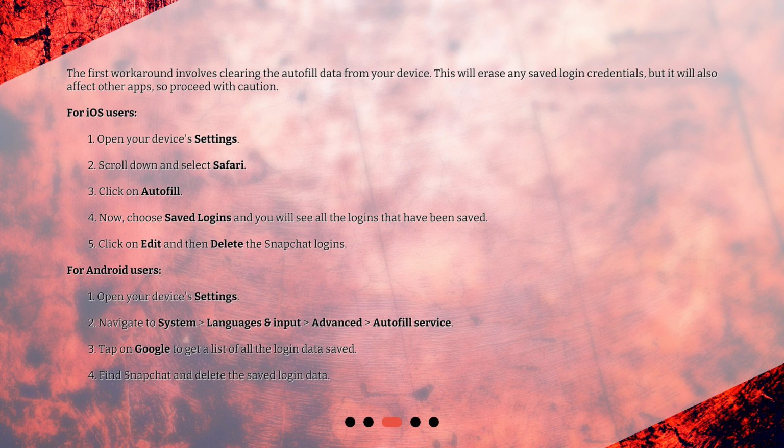For Android users: 1. Open your device's settings. 2. Navigate to System, Languages and input, then Advanced, then Autofill service. 3. Tap on Google to get a list of all the login data saved. 4. Find Snapchat and delete the saved login data.